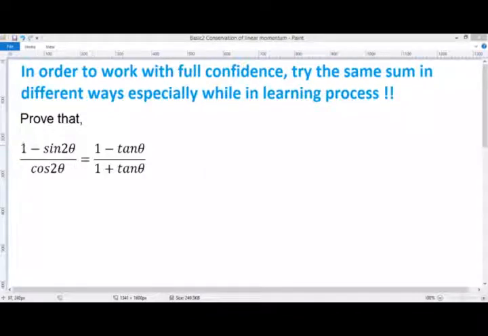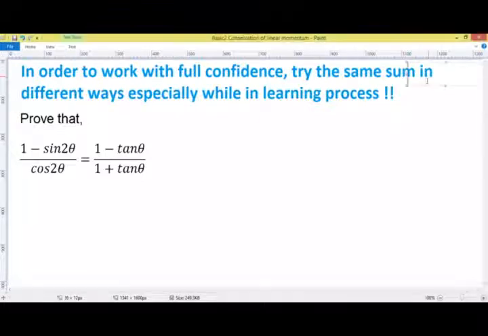So for example, if you are asked to prove that (1 minus sine 2 theta) divided by cos 2 theta equals (1 minus tan theta) over (1 plus tan theta). In order to work with full confidence, try the same sum in different ways, especially while you are in the learning process. But in the exam, don't try different ways. You should be fully prepared for the exam and then use the way you are fully confident with.